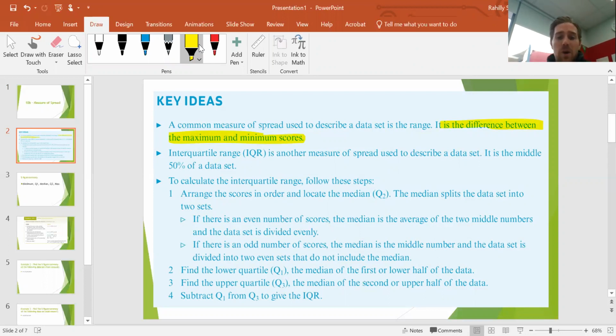Interquartile range, or the IQR, is another measure of spread used to describe a data set. It is the middle 50% of data. That's the middle 50% of a data set. To calculate the interquartile range, follow these following steps. It's probably going to be easier for me to just show you that as an example. So there's not too much you need to copy in. They're the key ideas there for you.